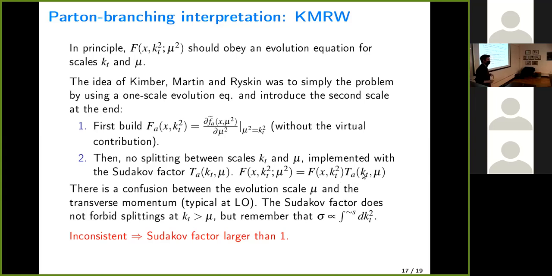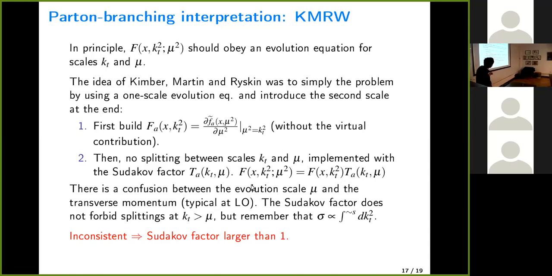I think that here the interpretation is a bit complicated because the object here on the left tells you that the evolution scale mu and the transverse momentum are not the same. So you can have one value of mu and a distribution for KT, right? But in the right part of this equation, there is an ambiguity about what is happening here. Is this the evolution scale, or is it the transverse momentum? It is not clear. And in fact, in their derivation, basically they assume that the evolution scale and the transverse momentum are more or less the same. So this is not really consistent.